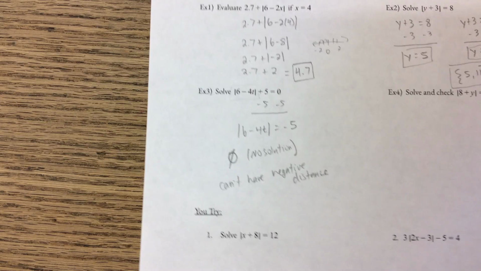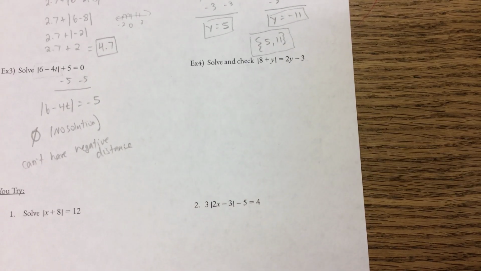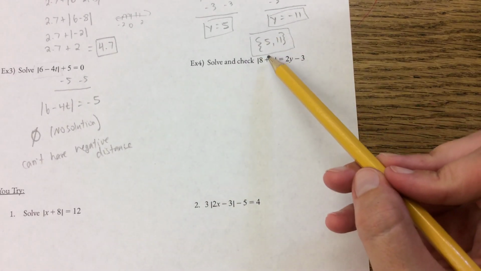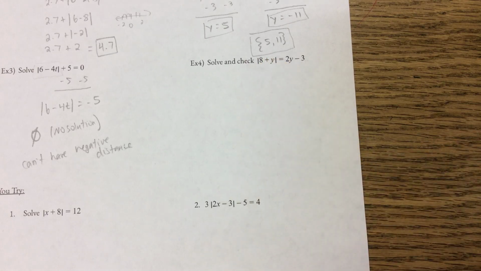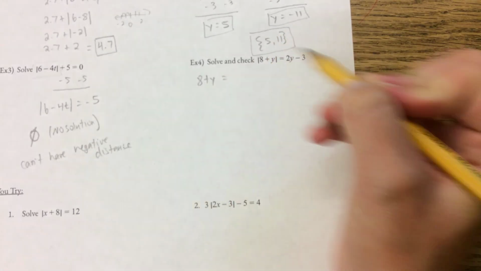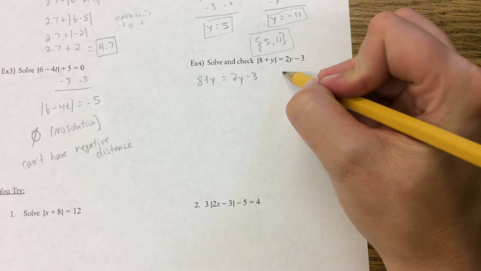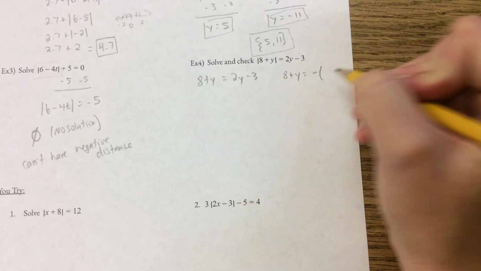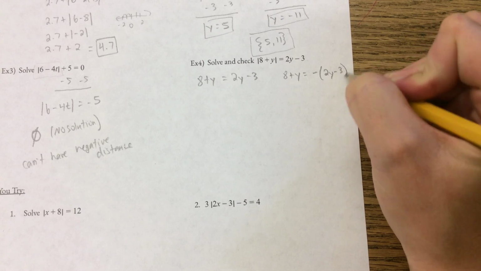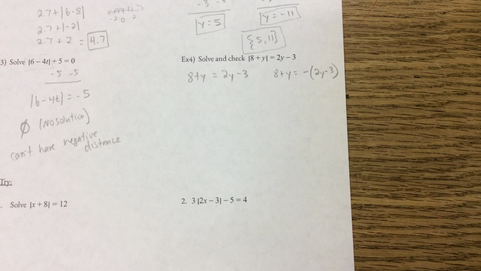Alright, one more example. This will be a short one. Example 4 says solve and check. I see that I do have the stuff that's inside the absolute value on one side of the equation by itself. So the next thing I'm going to do is split it into the positive version and the negative version. I have 8 plus y equals 2y minus 3, or I could have 8 plus y equals the negative of that whole side. Notice that I have that negative outside of the parentheses there.